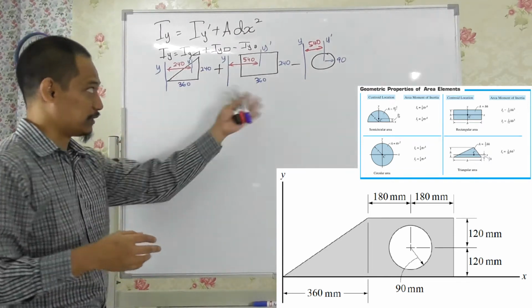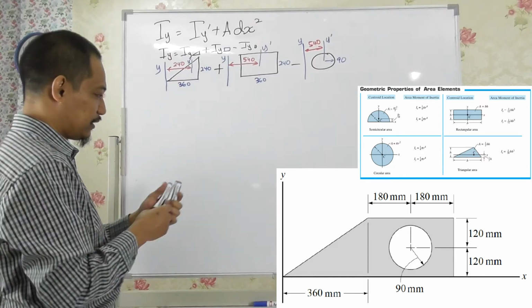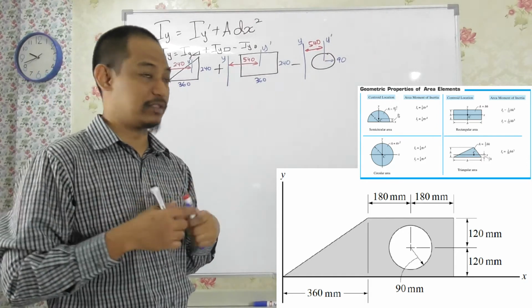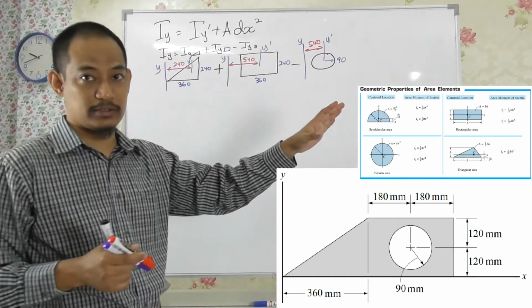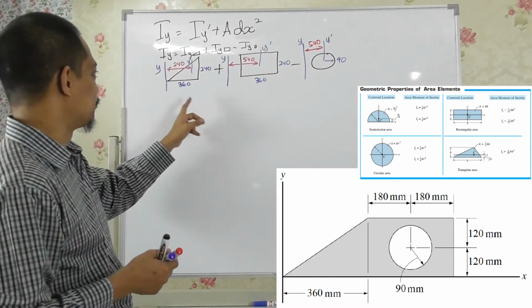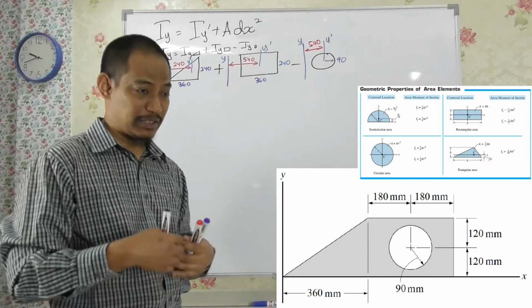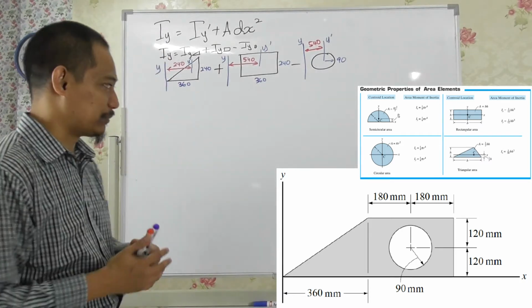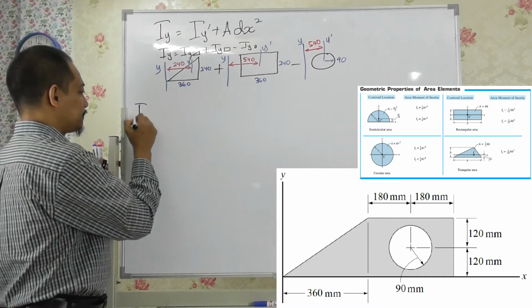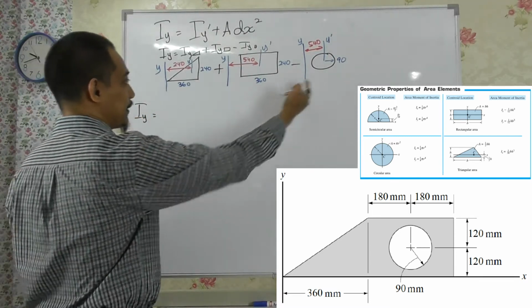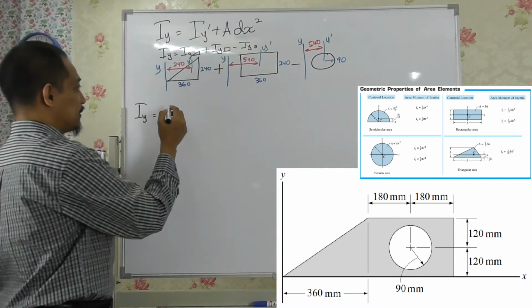I put it in a drawing so that it's clear. In the exam as well, I prefer to draw all this. It just takes 1-2 minutes and you will be clear about all the dimensions you need. When you or the examiner want to check, it becomes easier. So Iy is this plus this minus this one.